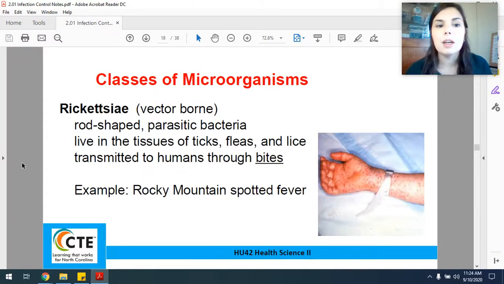Next, we have rickettsia. Rickettsia is a vector-borne illness. It is rod-shaped, parasitic bacteria that live in the tissues of ticks, fleas, and lice and are typically transmitted to humans through bites. An example of this would be Rocky Mountain spotted fever.